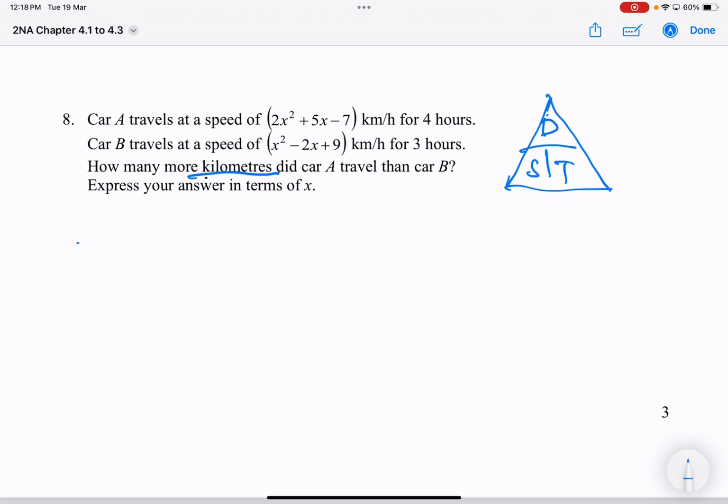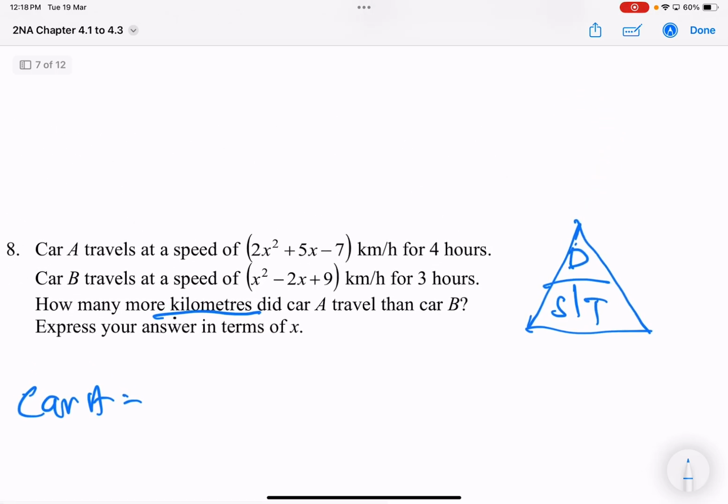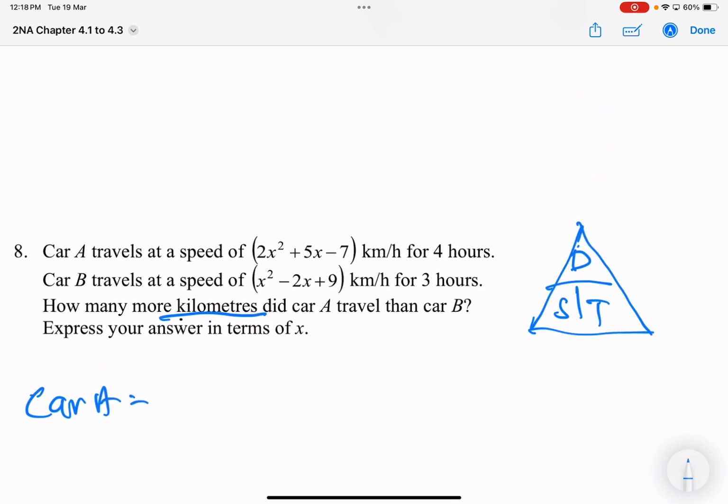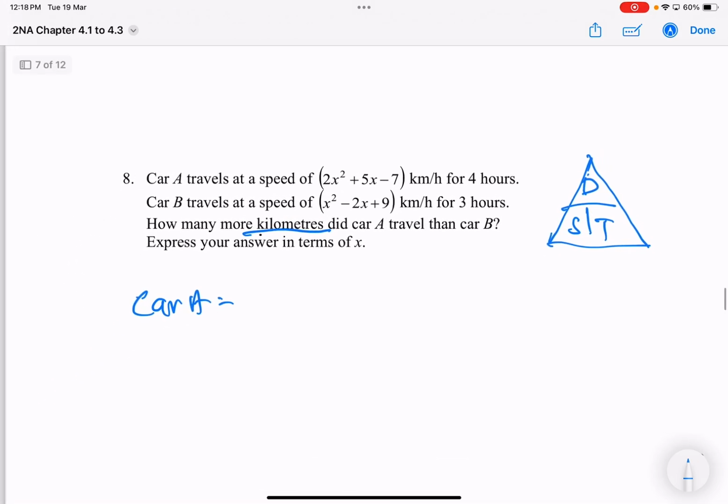Let's find the distance traveled by car A. If I want to find distance, I cover distance. It is the speed times the time. In this case, I know the speed is 2x squared plus 5x minus 7. The time is 4 hours. So I'm going to take the time multiplied by the speed. So what am I going to get?